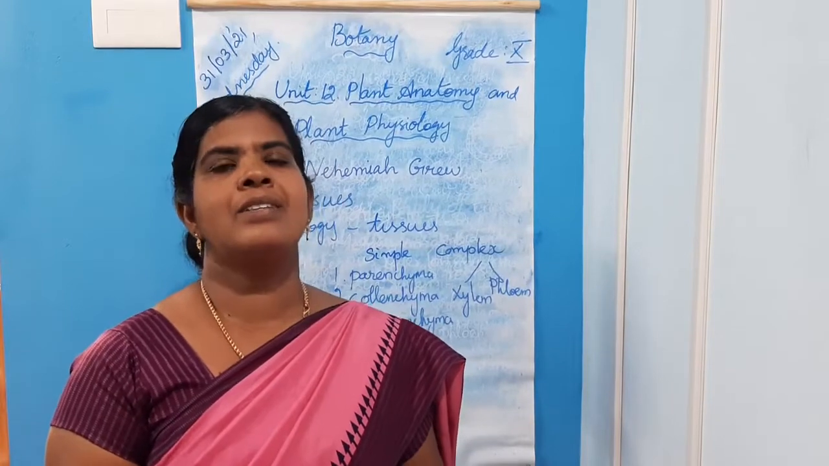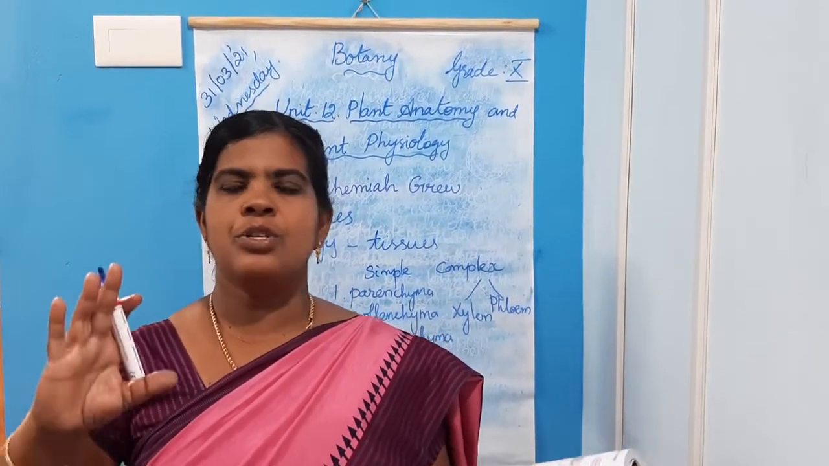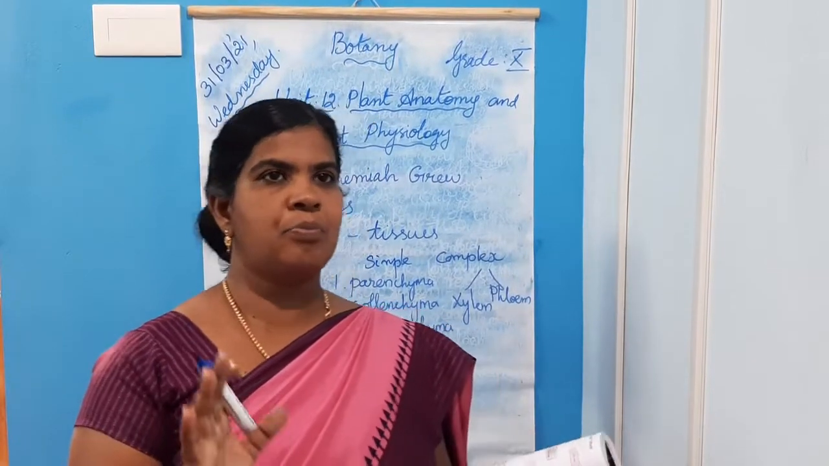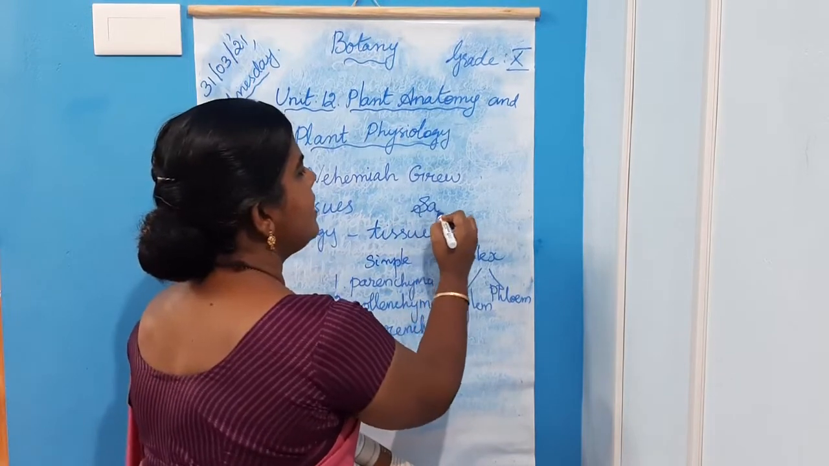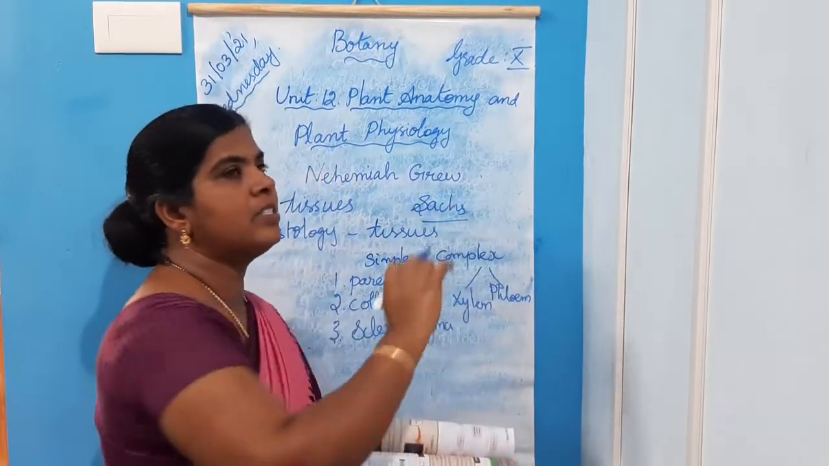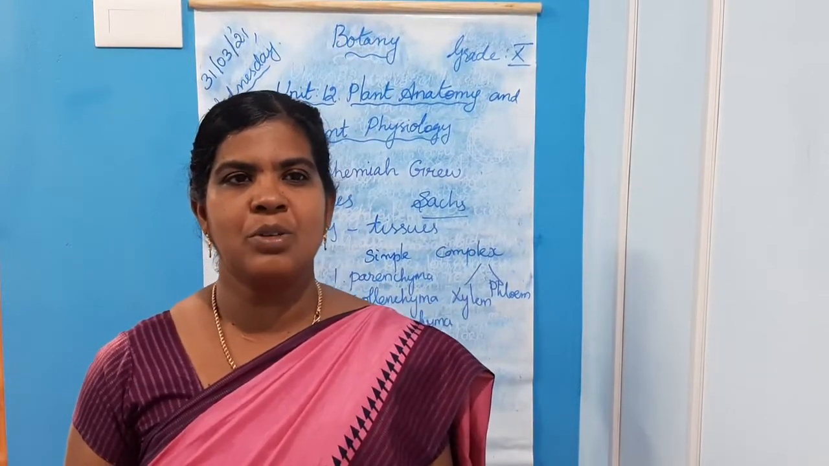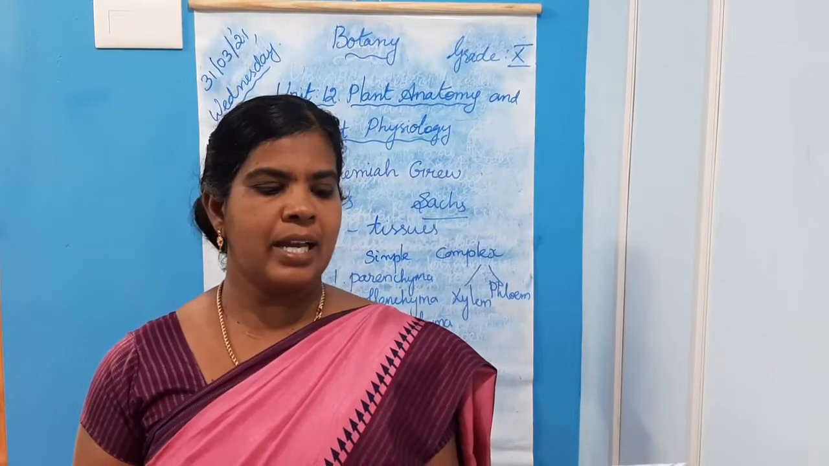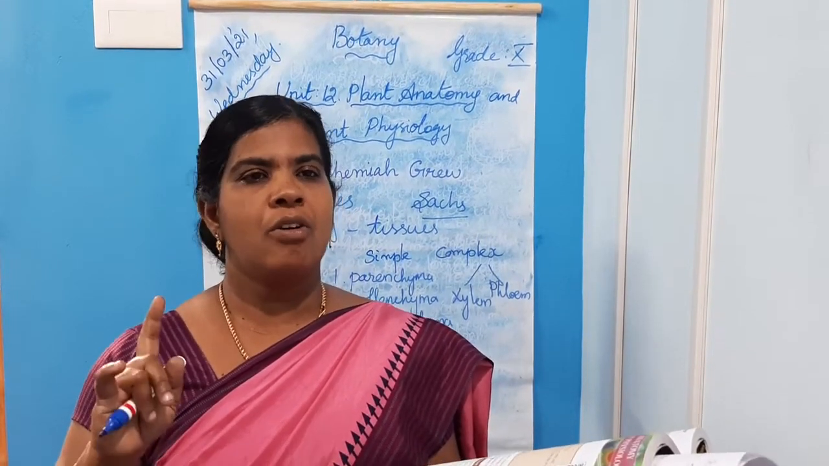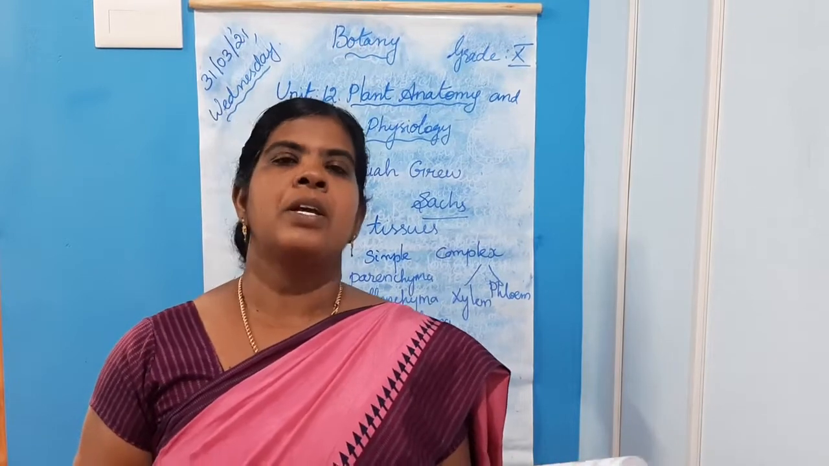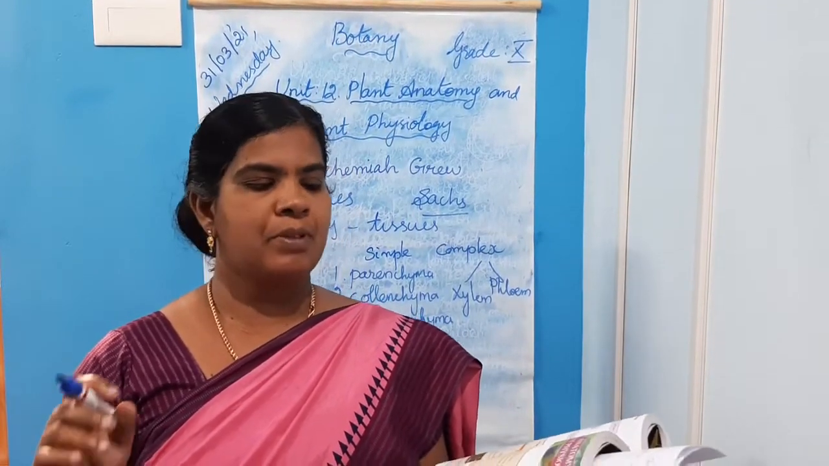Now, these tissues form the tissue system. Sachs classified the tissue systems into three types. Who classified the tissue system into three types? Sachs. Name the three types of tissue system: dermal or epidermal tissue system, ground tissue system and vascular tissue system.